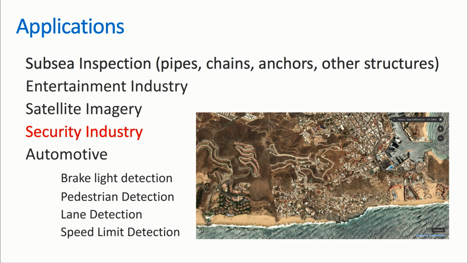The security industry is very interested in image analysis right now. Instead of constantly monitoring cameras at night, just record the segments of video that include a human being and only store these for further analysis. Much more efficient. In the automotive industry, brake light detection, pedestrian detection, obstacle detection, road detection, lane detection, speed limit sign detection, all active areas of development at the moment.